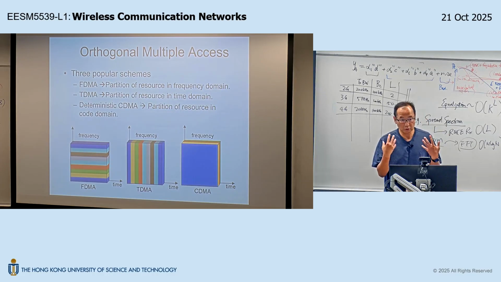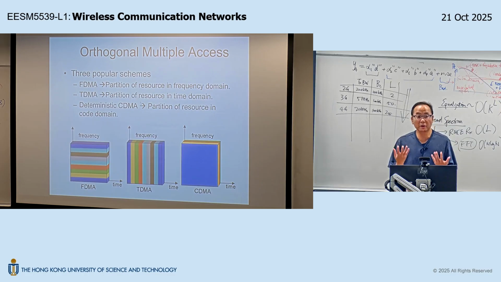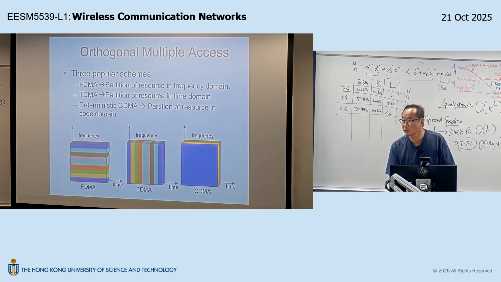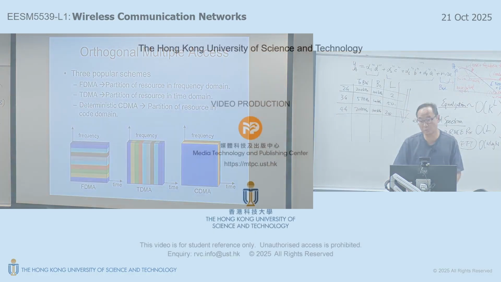So that the objective or the motivation of this multiple access scheme is to impose some coordination among users' transmission so that the receiver will have an easier job to decode what could have been transmitted by each one of you, okay? So I will stop at this point, and then I'll continue to talk about these three ways next time.